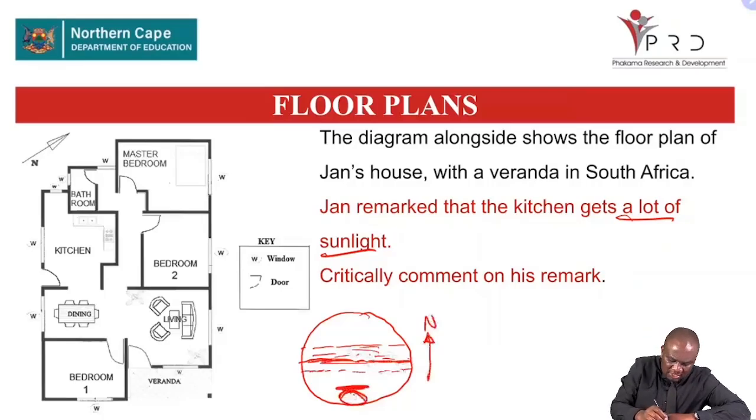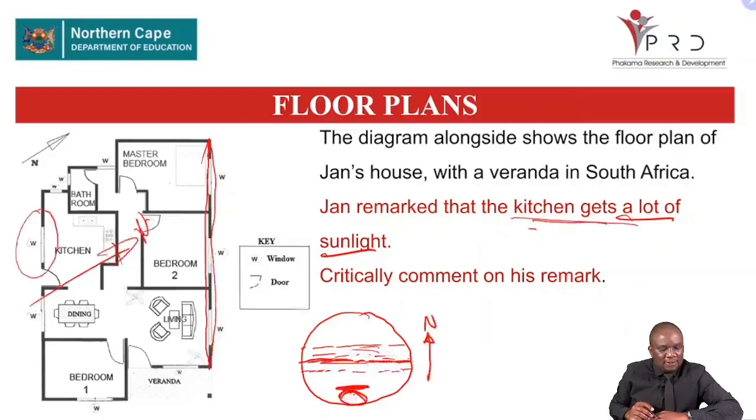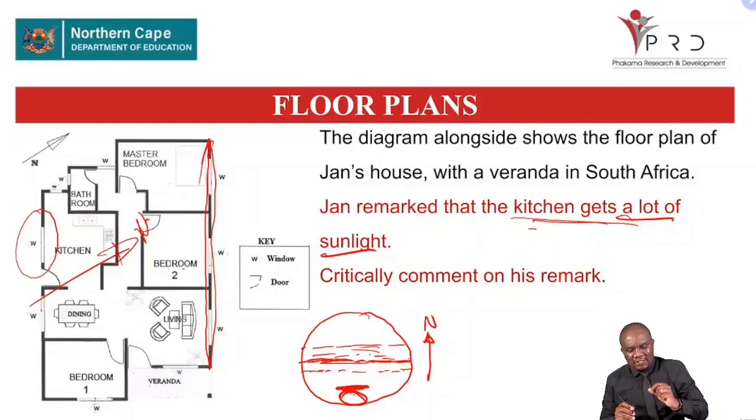So now, which side of this house is on the northern side? Check the compass, it's like this. So this is the northern side. So this side is the one that is going to be warm. So to say that the kitchen will get a lot of sunlight, no, it's wrong. It's wrong because the kitchen is on the southern side. The side that will be warm is this side: the living room, the bedroom, and the master bedroom 2 and the master bedroom. Okay, please take note of that. It's a very, very common question. You even saw it in our objectives, isn't it?